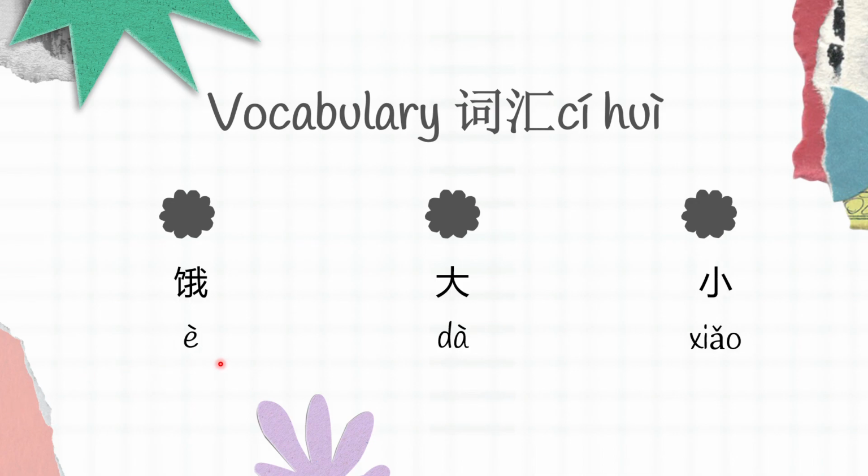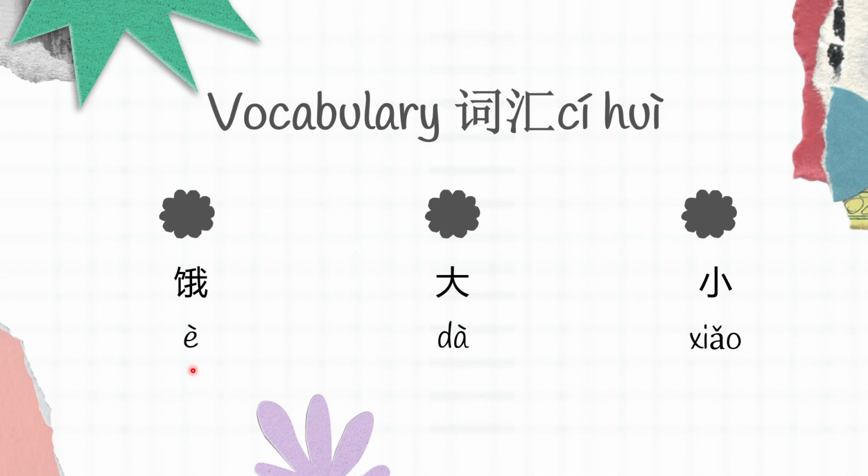We have 饿, 大, 小. Let's read together, guys. 饿, 大, 小. So 饿 is hungry, 大 is big, and 小 is small.